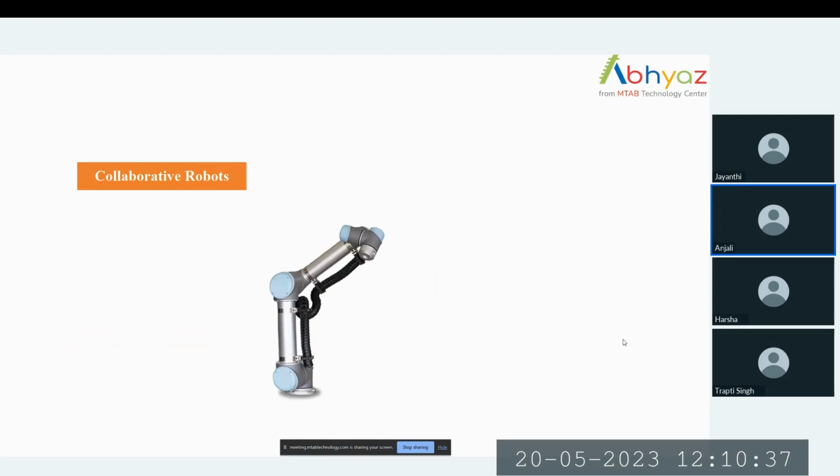The next one is the collaborative robot. Collaborative robots work in assistance with humans. They are typically used for pick and place operations, quality inspection, and machine tending.